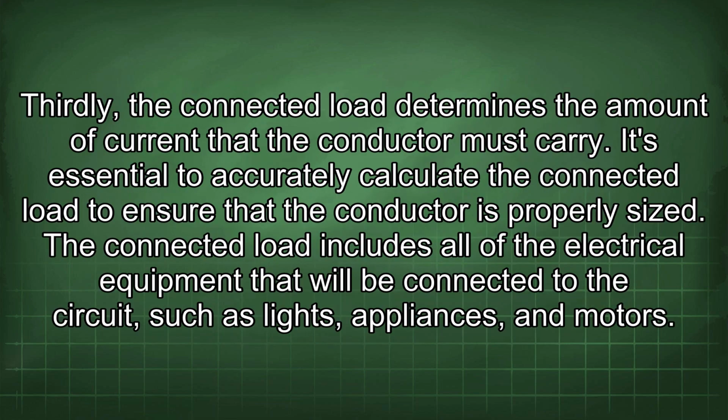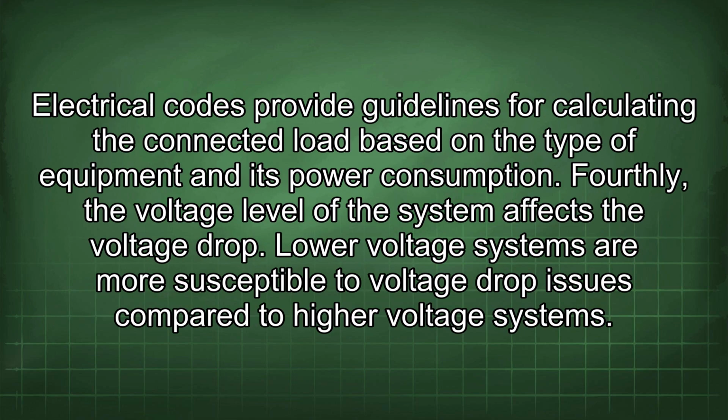Thirdly, the connected load determines the amount of current that the conductor must carry. It is essential to accurately calculate the connected load to ensure that the conductor is properly sized. The connected load includes all of the electrical equipment that will be connected to the circuit, such as lights, appliances, and motors. Electrical codes provide guidelines for calculating the connected load based on the type of equipment and its power consumption.